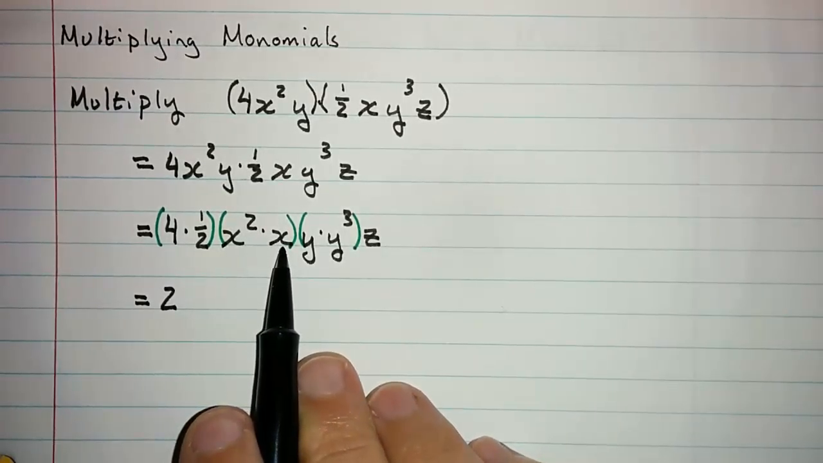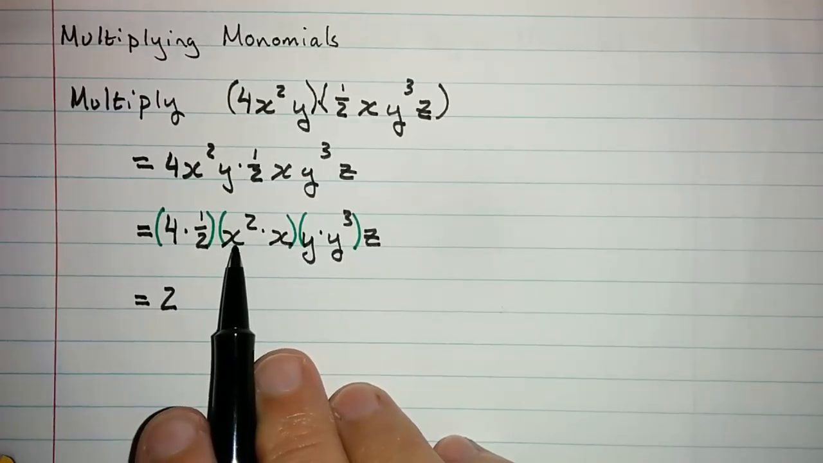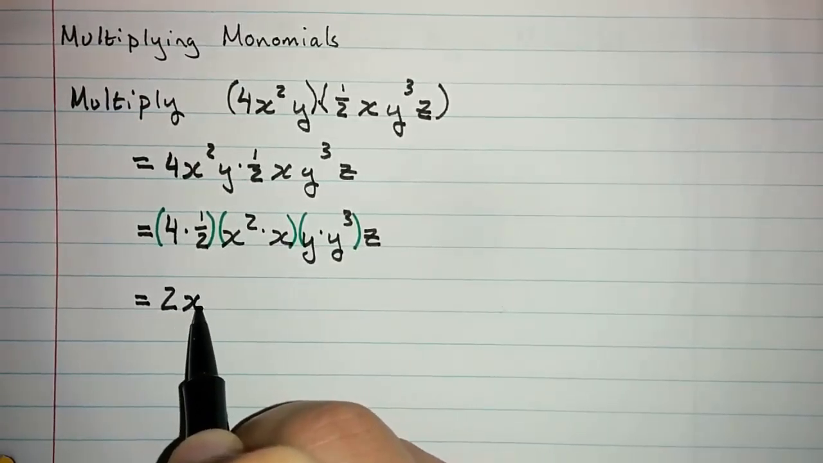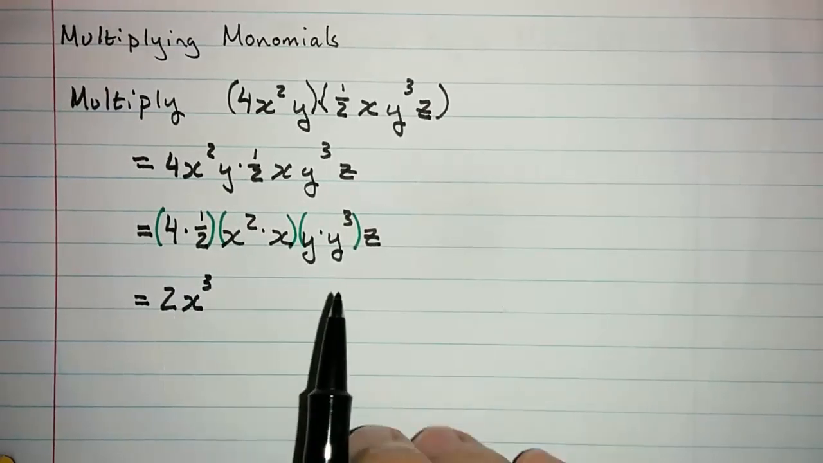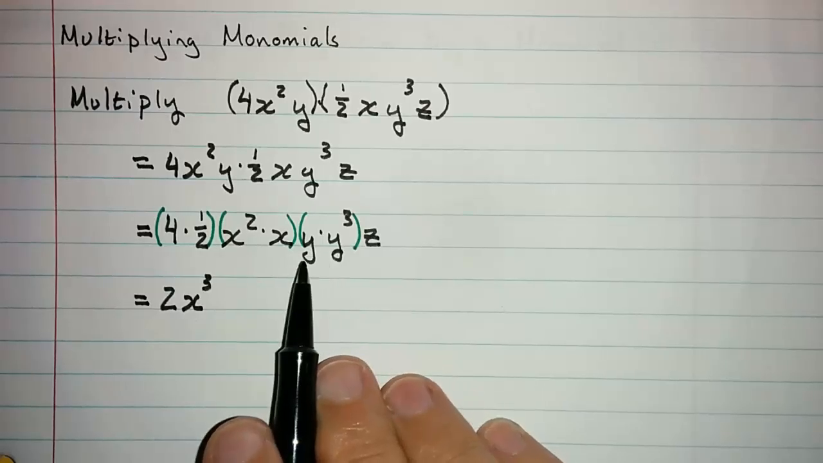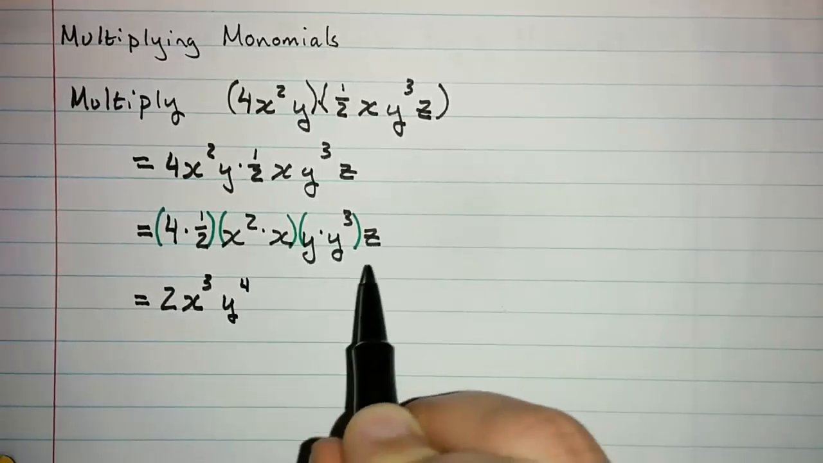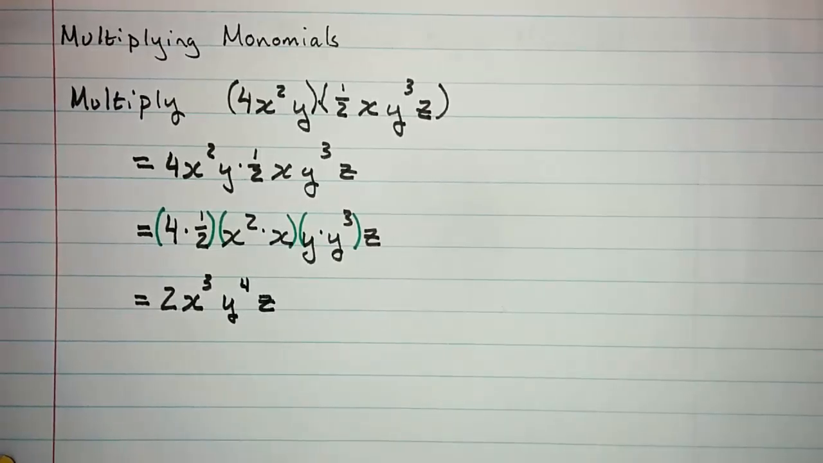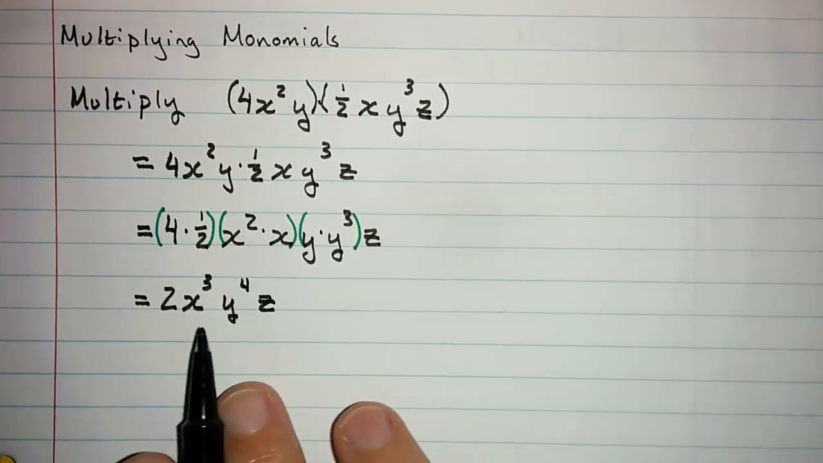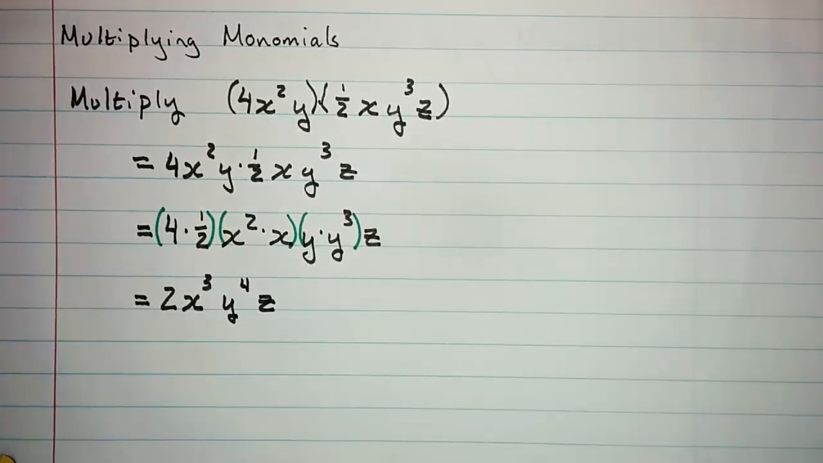X squared times x to the first, that's 2 copies of x multiplied together, and then 1 more copy of x. So that'll be x cubed. 1 copy of y, and then 3 more copies of y. So that'll be y to the 4th. And then just z.